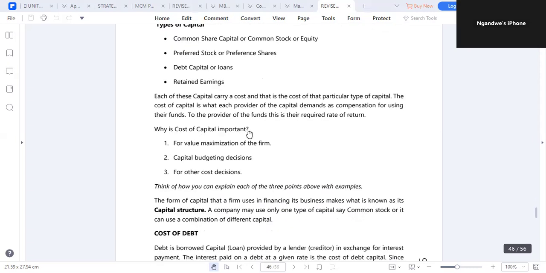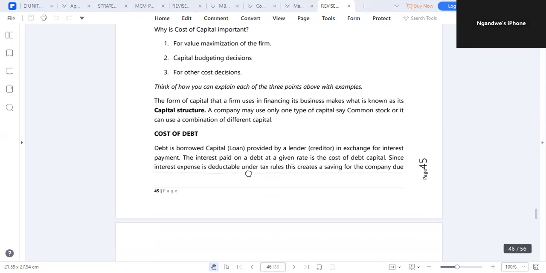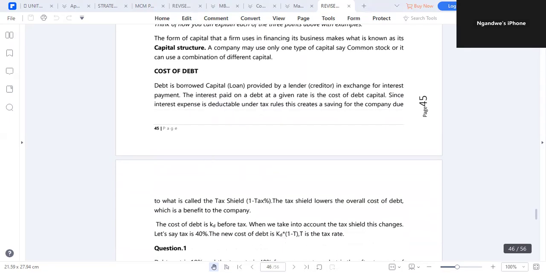So why is cost of capital important? To value the maximization of wealth for a firm, and to enable decisions for capital budgeting and other cost decisions. We're going to start with the first cost, which is called the cost of debt. When talking about the cost of debt, what are we looking at? Cost of debt represents the borrowed capital.